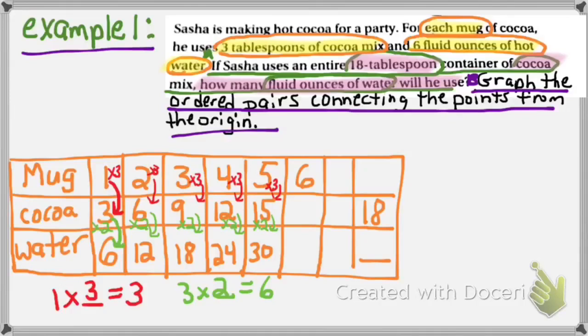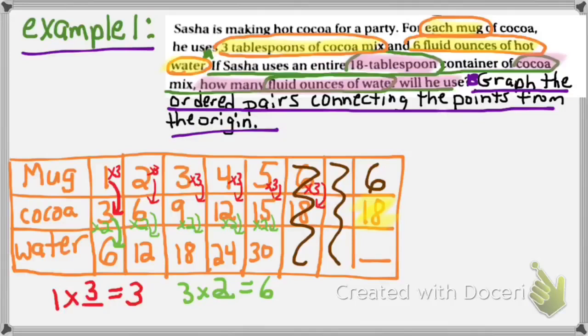Let's try 6. Apply the rule, which is times 3. 6 times 3 equals 18. Hey, there it is, 18 tablespoons of cocoa. So what am I going to do? I'm going to cross this part out, cross that empty blank out, and I will go ahead and fill in my last column of my chart.